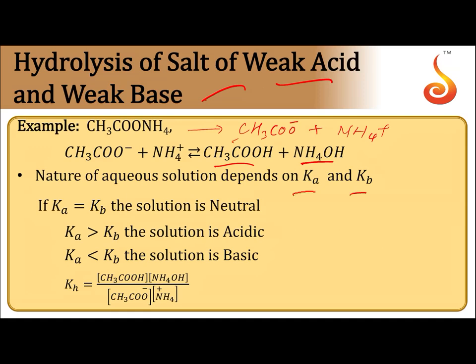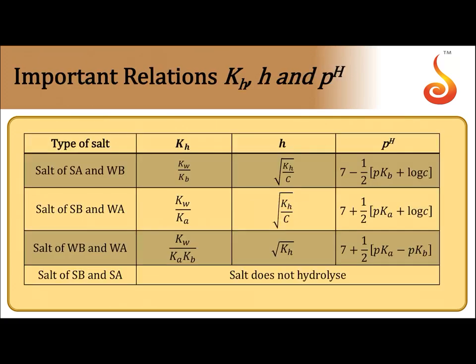Suppose Ka is more, then it is going to be acidic in nature. If Kb is more, that is going to be basic in nature. Suppose both of them are equal, that is said to be a neutral salt. And Kh is given by the product of acetate ion concentration into NH4OH concentration, divided by ammonium ion concentration into CH3COOH concentration. It is called the hydrolysis constant.